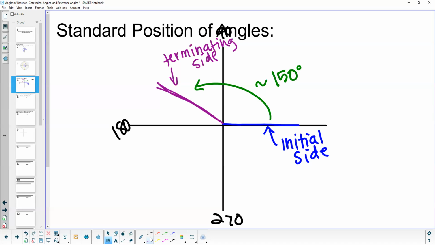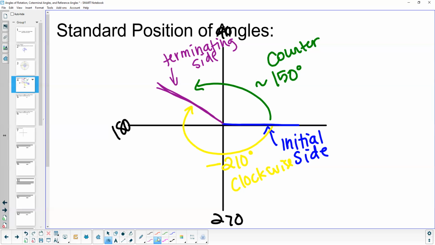Or what we can do is go clockwise, and we actually went 210 degrees that way. Okay, it doesn't matter which way we go, but when we go counterclockwise, then we usually have a positive angle. If we go clockwise, when it comes to our standard position, those angles are actually negative. So we're going a negative 210 that way rather than a positive 150. So if we go counterclockwise, it's positive. If we go clockwise, it's negative.